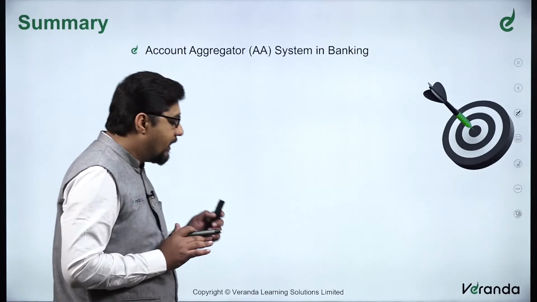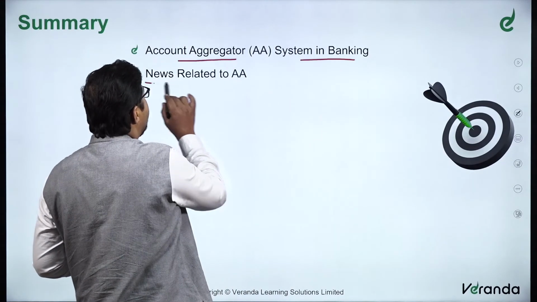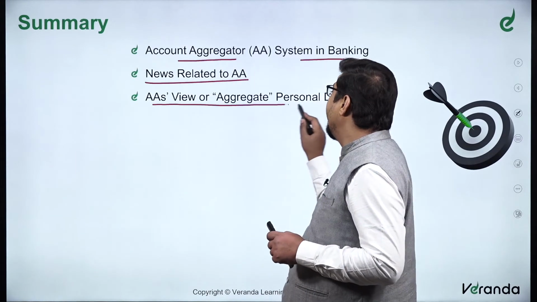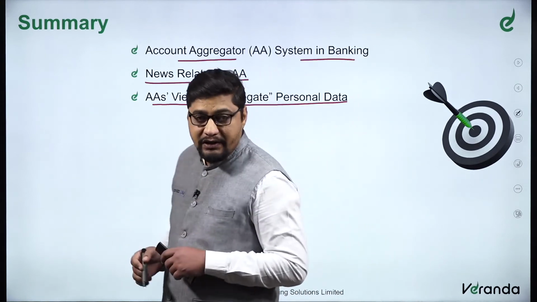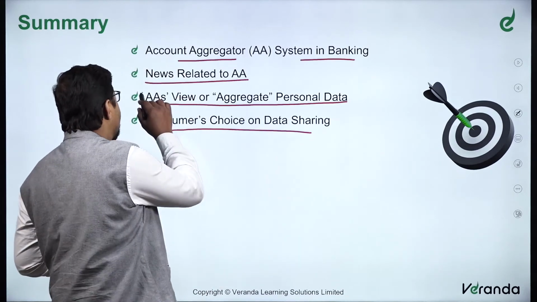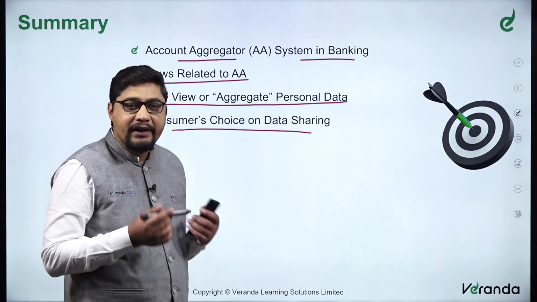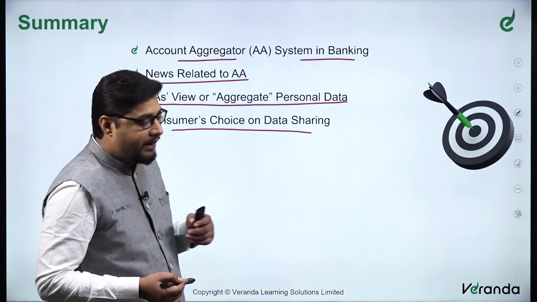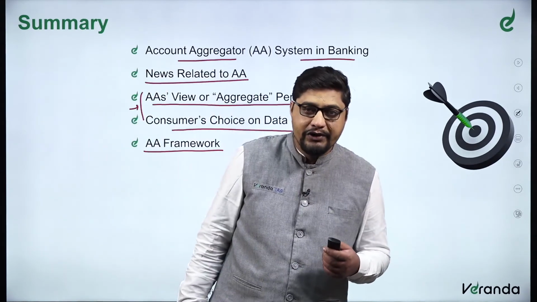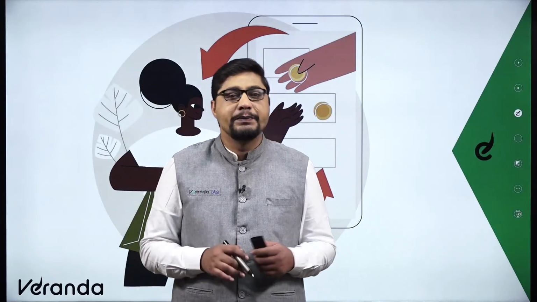So to summarize what we have learned: the account aggregator system in banking. Then we further studied the news related to account aggregators. And then we moved on to study the account aggregator's view on aggregating personal data. Further, consumers' choice on data sharing. So out of these points, we found out that yes, we have options, and we can at least claim right now that personal data is safe, at least with them, the account aggregators. And then we studied the account aggregator framework, where we saw whichever institutions and regulatory bodies were involved. So with that, I hope you have understood whatever we have discussed in this particular session.